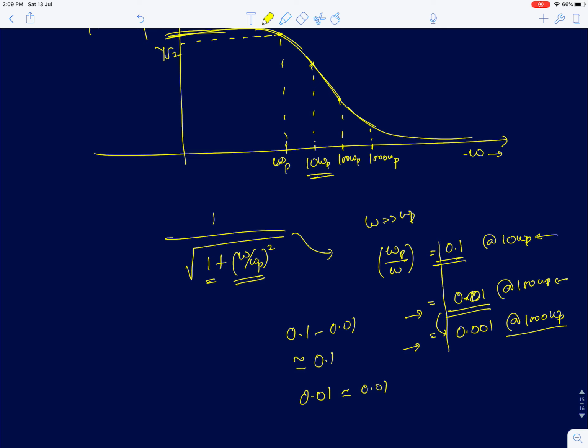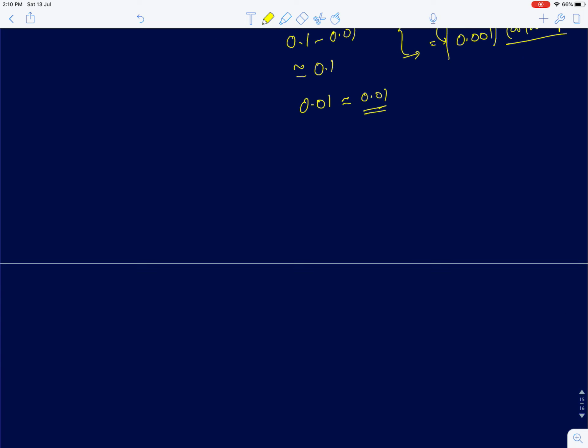Now on a linear scale, it doesn't tell me anything, but actually what's happening is that the variation in the gain between these two points is the same as the variation in gain between these two frequencies. That is not captured in a linear scale. So that is why we go to logarithmic scales. I'll illustrate a very interesting property of a logarithmic scale.